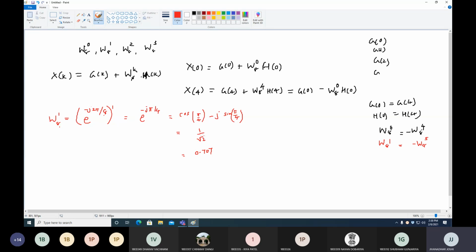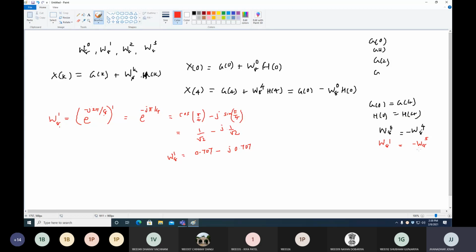1 by root 2 is 0.707, right? If you cannot find it out, there is a root 2 in the denominator. So if I want to make it 2, then I need to multiply by root 2. So root 2 in the numerator and 2 in the denominator. Root 2 is 1.41. 1.41 by 2 is 0.707. So minus j again 1 by root 2. So 0.707 minus j 0.707 is the answer for W8 raised to 1.